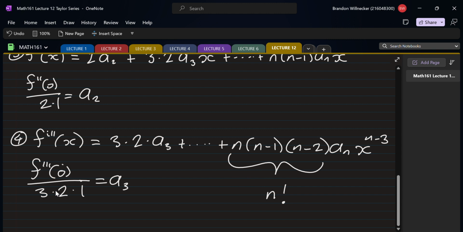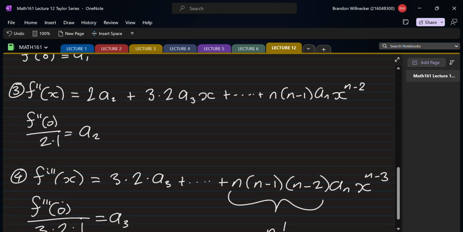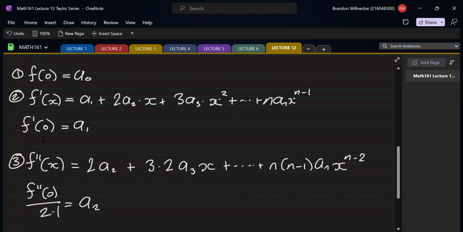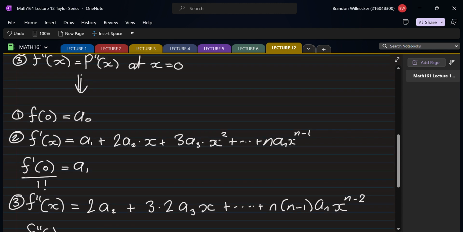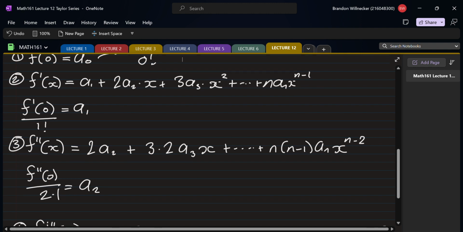Right? Like we had 3 times 2 times 1, that's 3 factorial. 2 times 1, that's 2 factorial. In the previous case, we had 1 factorial, but that's just 1. And even in the case before, we could write this as f naught over naught factorial is equal to a naught. So we have this derivative at the top evaluated at 0 divided by something factorial, and that's equal to our coefficient.